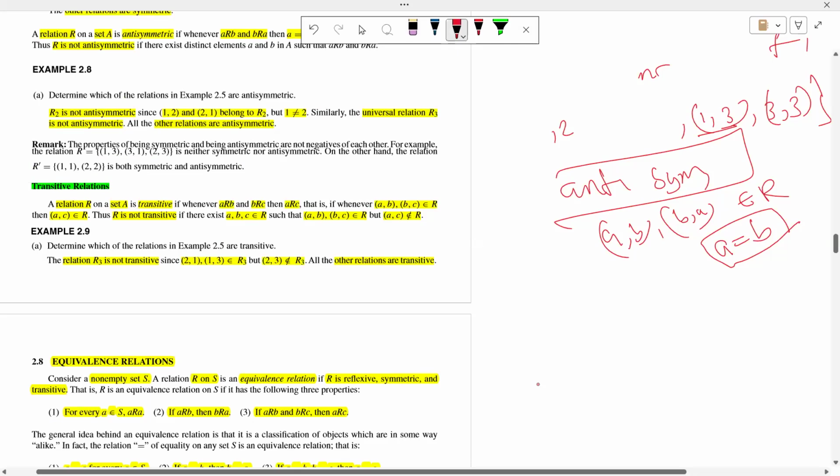If you look at antisymmetric, there is no 1 1 or 2 2 or 3 3 or 4 4. So if you have 2 comma 3 and 3 comma 2, then this is not antisymmetric. If you look at this one, it is symmetric as well as antisymmetric, because a comma b and b comma a happen only because of a is equal to b. So symmetric is not the negative form of antisymmetric. They are two different concepts. Don't treat symmetric and antisymmetric as opposite things.